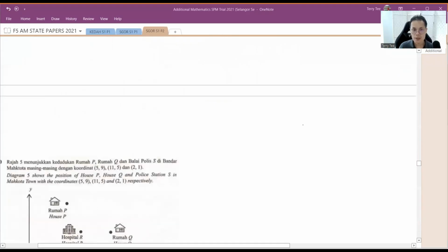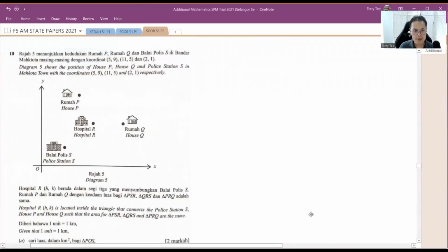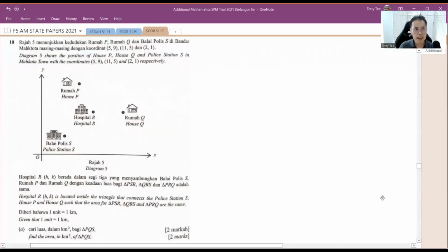Okay, moving on. Let's look at the next one. The next one is Form 4, Chapter 6, Coordinate Geometry. A very long question. So the diagram shows the position of house P, Q, police station S, and there's no R. R is a hospital here. Hospital RHK is here. It lies here. This one is 5, 9. Q is 11, 5. Okay, let me label here. S, police station, is 2, 1.